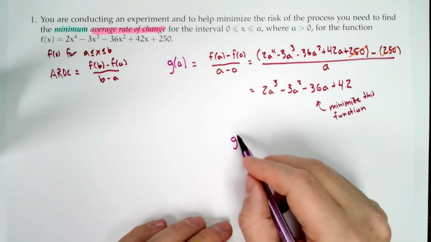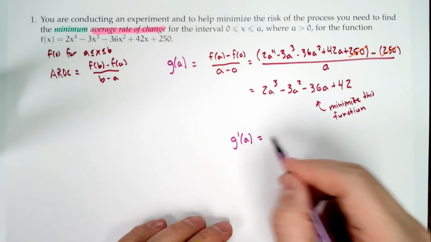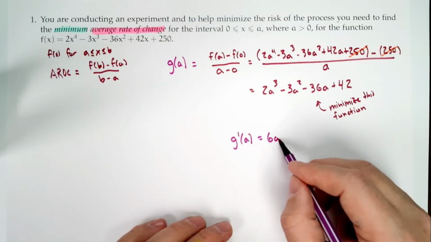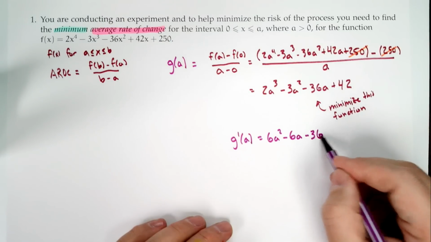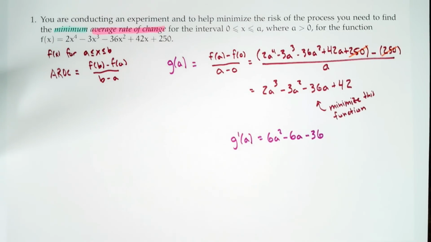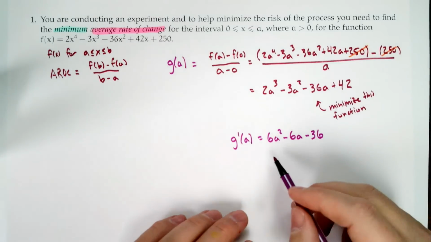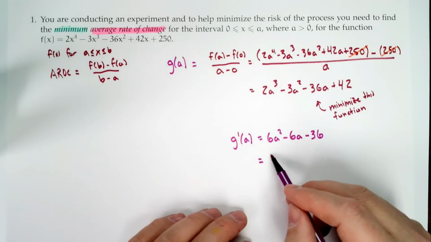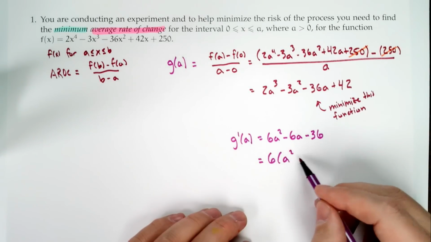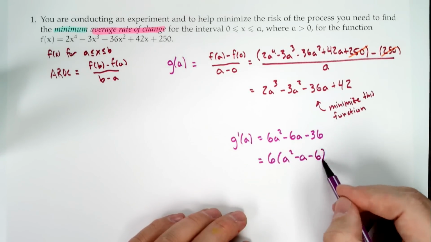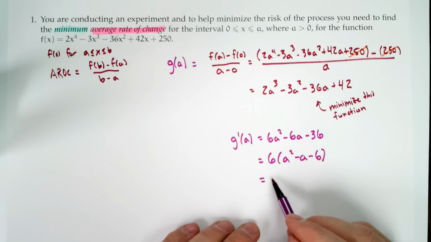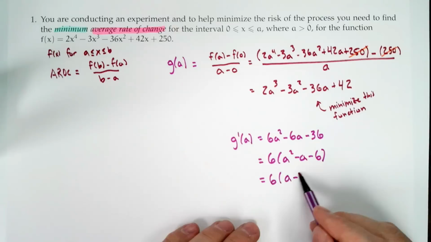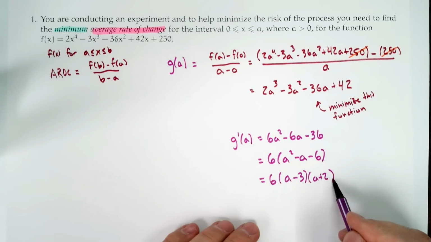So now we take our derivative, g prime of a. That would be 6a squared minus 6a minus 36. All right, well, what does that turn out to be? Well, we can factor the 6 out: a squared minus a minus 6. And if we're lucky, if we've lived a good life, then things will factor. Well, I think we've lived a good life. (a minus 3)(a plus 2).